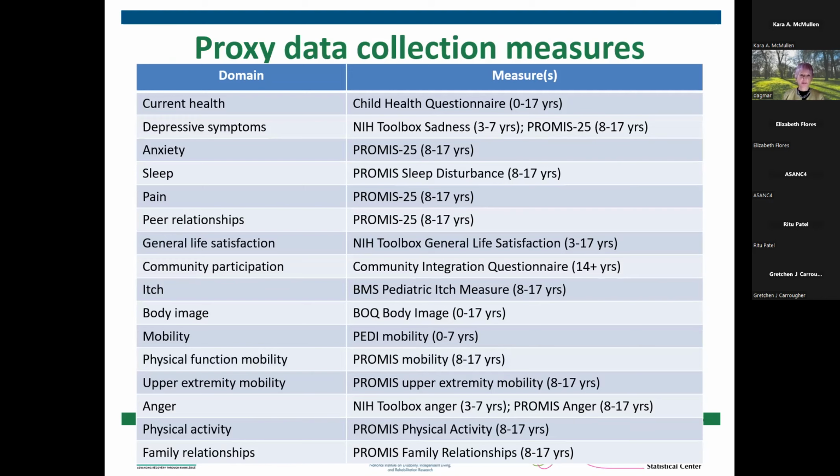And this is a list of proxy data collection measures. So they parallel self-report, but we don't have all the self-reported areas. We don't have proxy measures for all of them. So there are a couple fewer than self-report.